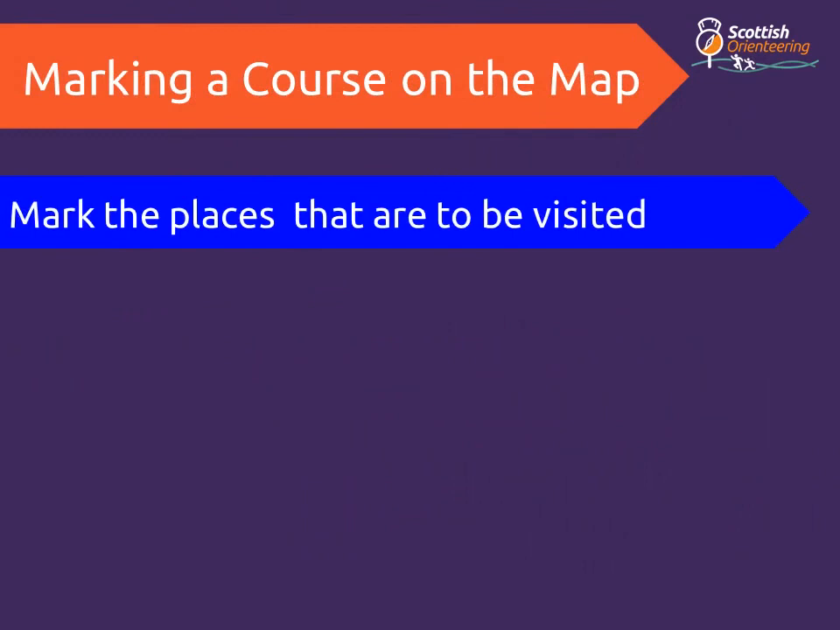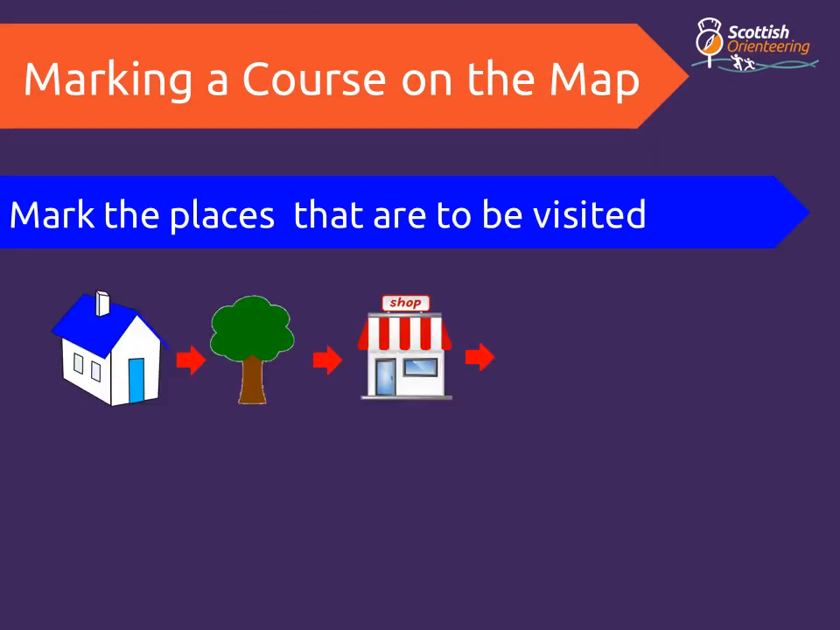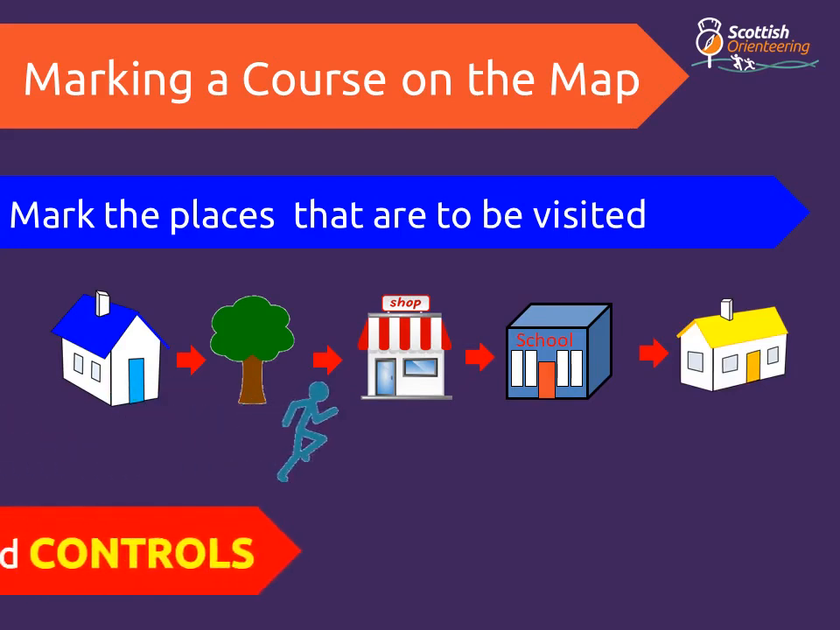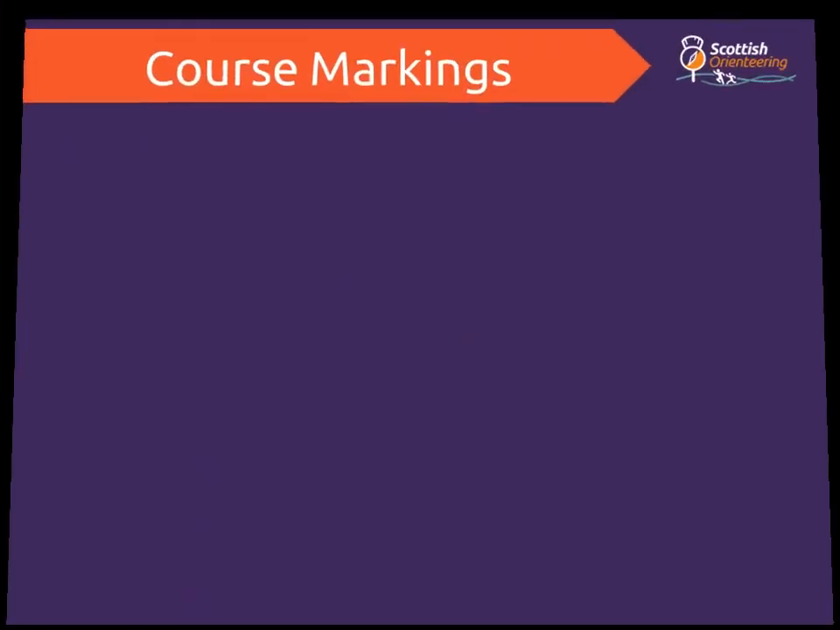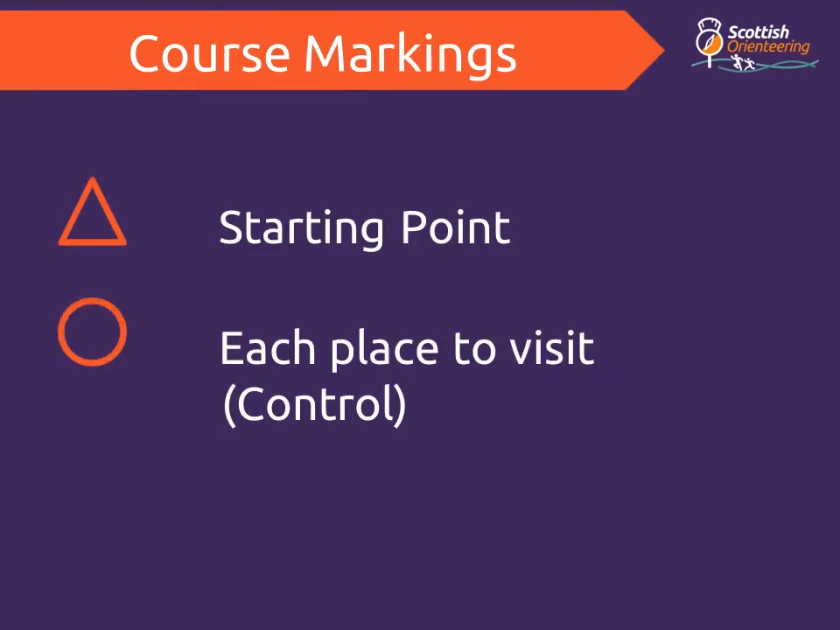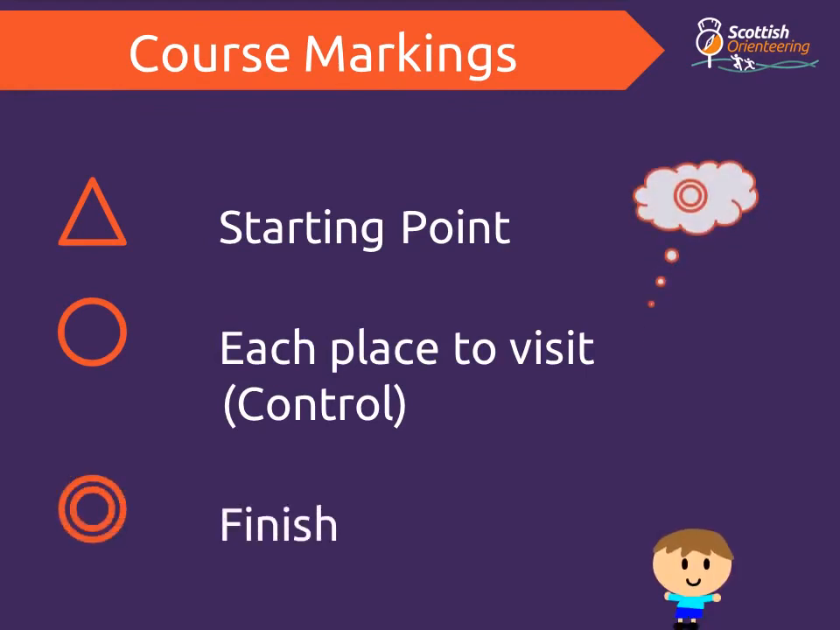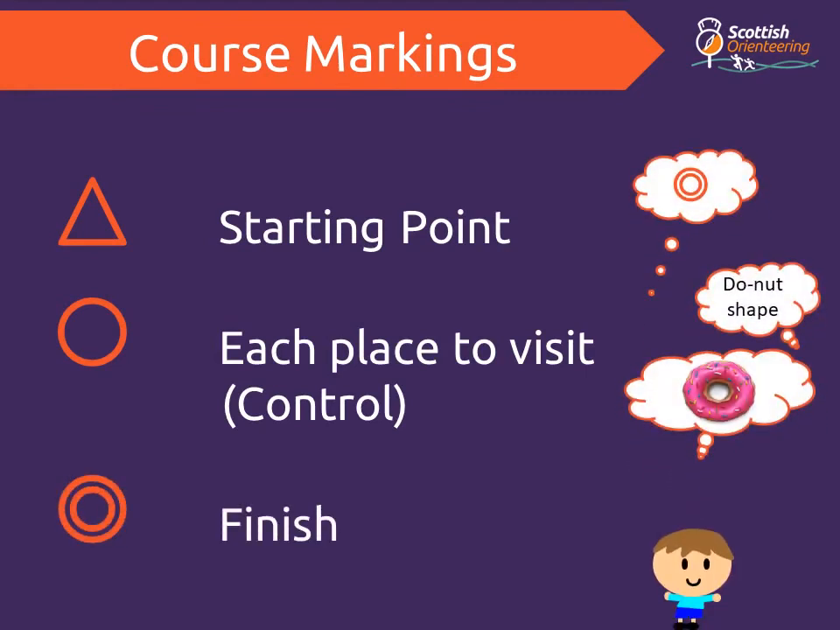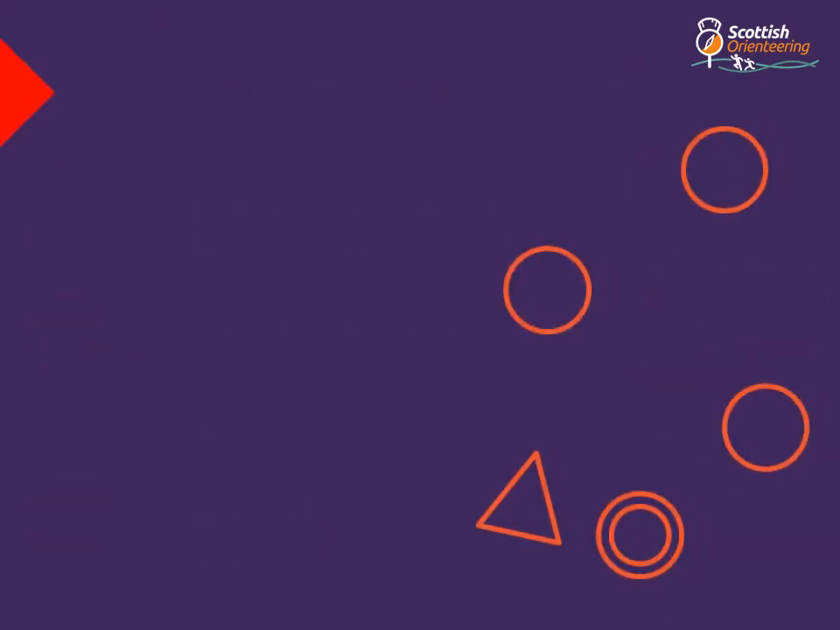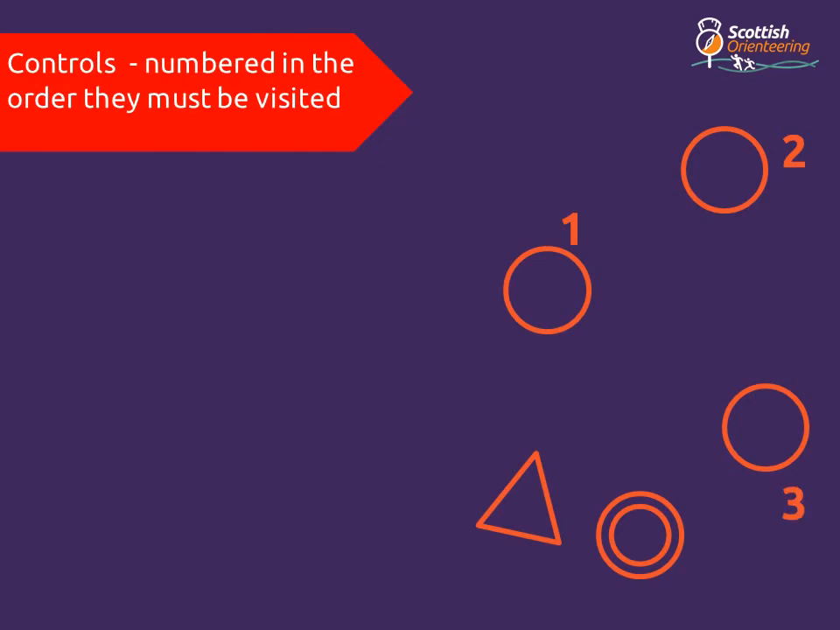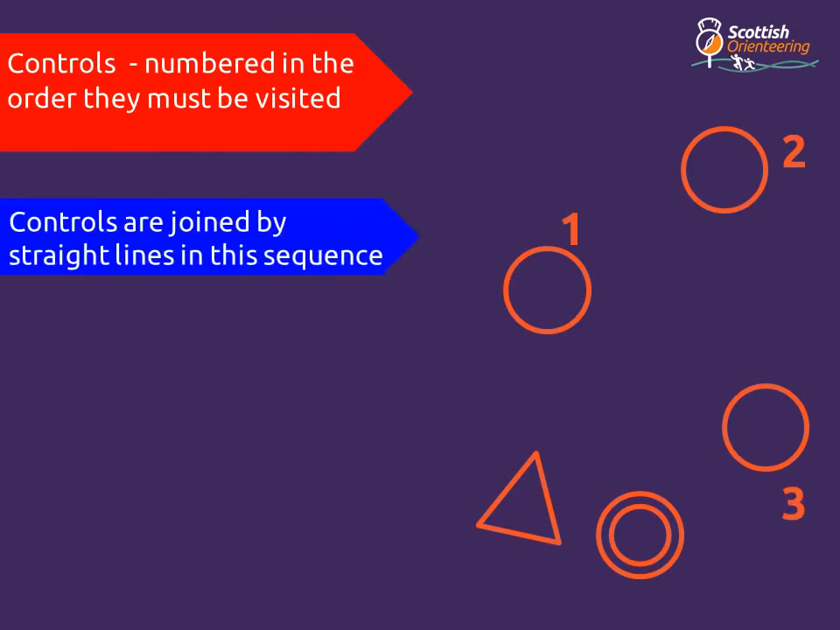To do this, we need to add a course to show where we have to go. The course shows the places we are to go and the order we have to go to them. The places to visit are called controls. We mark the course on the map using a triangle for the start, a circle for each control, and a double circle or donut shape for the finish. The controls are then numbered on the map in the order in which they must be visited, and they are joined by straight lines in this sequence.